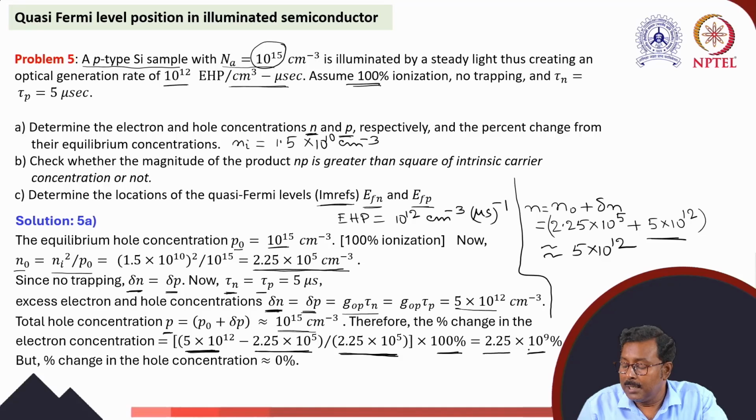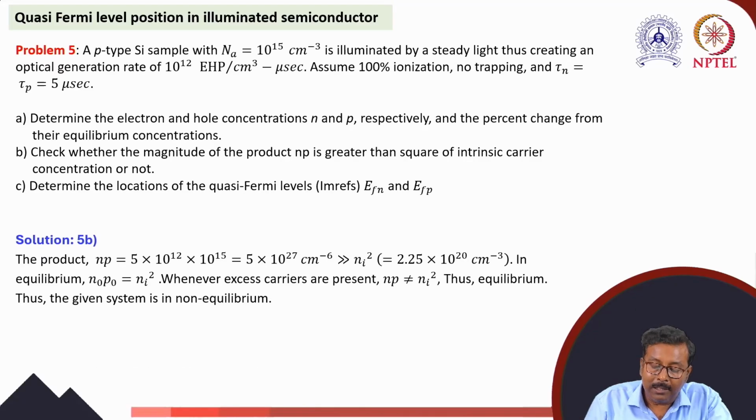But the percentage change in the hole concentration is almost zero, because we have seen that P0 plus delta P is almost equal to P0. So this is the solution of part A, the percentage change from the equilibrium concentration.